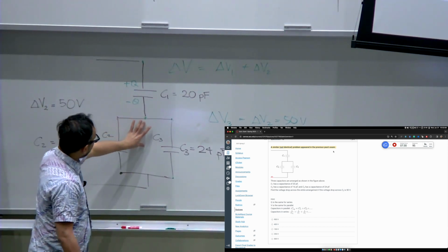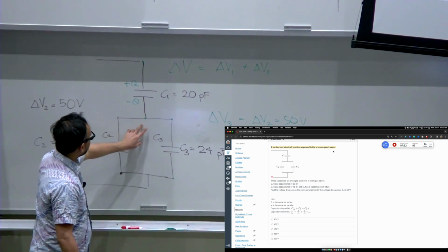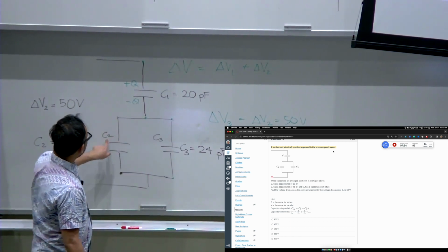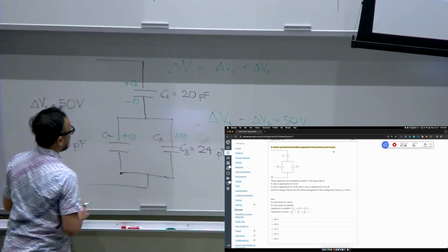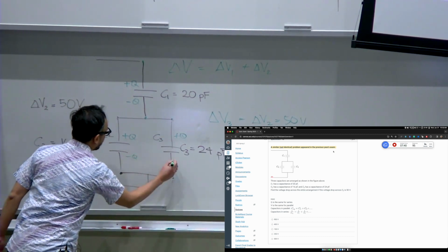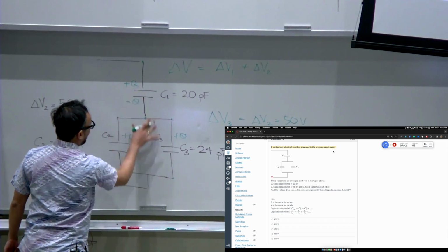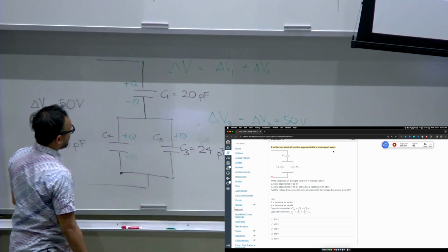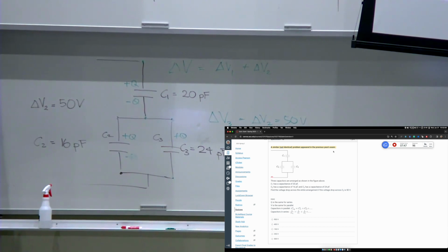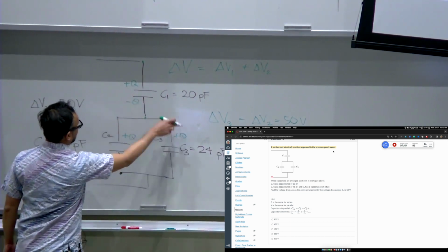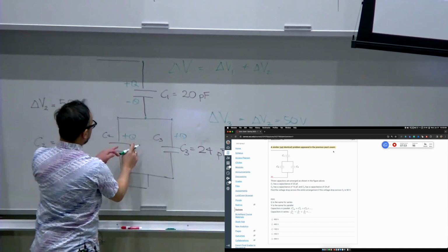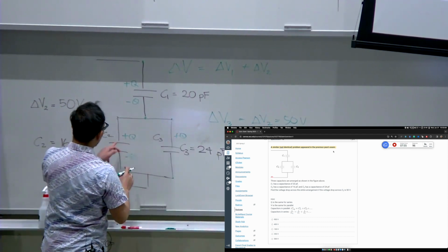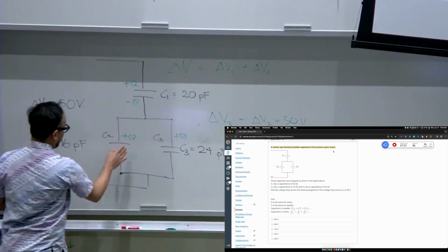Here is not the same. So this is not plus Q. This is not plus Q here, because if you do that, then in this part of the conductor, you get minus plus plus. So the sum of Q3 and Q2 has to be equal to Q.